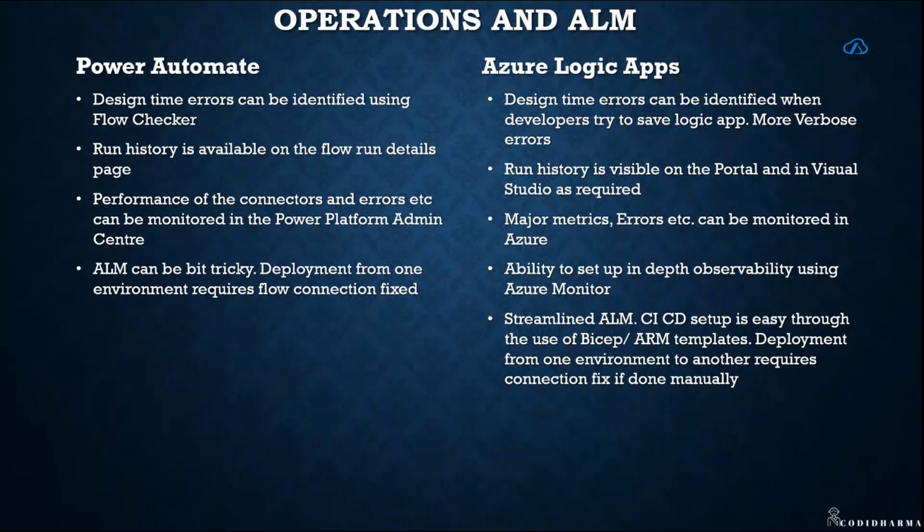So your compilation time errors are provided by flow checker, and the runtime errors are something that you can check in the run history. Now the performance of the connectors and errors, etc. can be monitored in more detail through the Power Platform Admin Center, right?